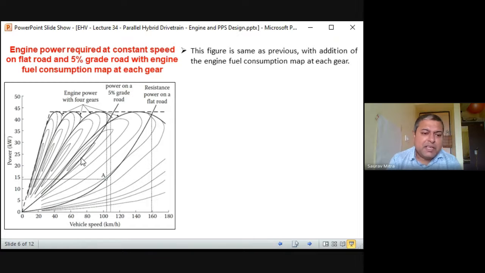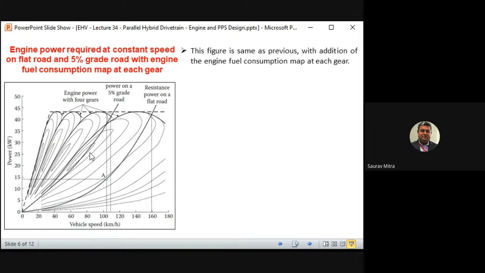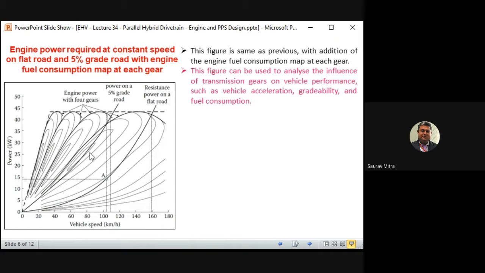So you have to drive the vehicle in the fourth gear, because this is the fourth gear graph and this is a fourth gear contour. And if you can drive the vehicle within this range, 55 to around 80-85 kilometers per hour, let's say 70 kilometers per hour, so fourth gear at 70 kilometers per hour, in that case you will be getting maximum fuel efficiency from the vehicle. So this graph says that. Everything else is same as was explained in the previous slide. So this figure can be used to analyze the influence of transmission gears on vehicle performance, such as vehicle acceleration, gradability, and fuel consumption.